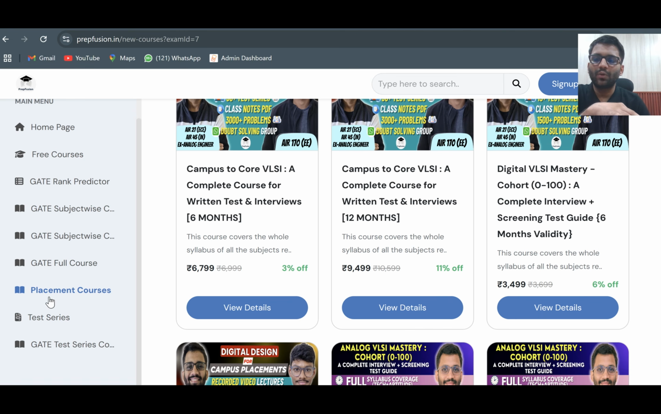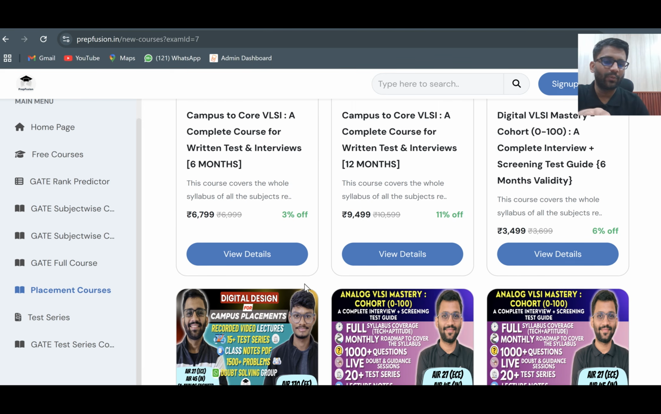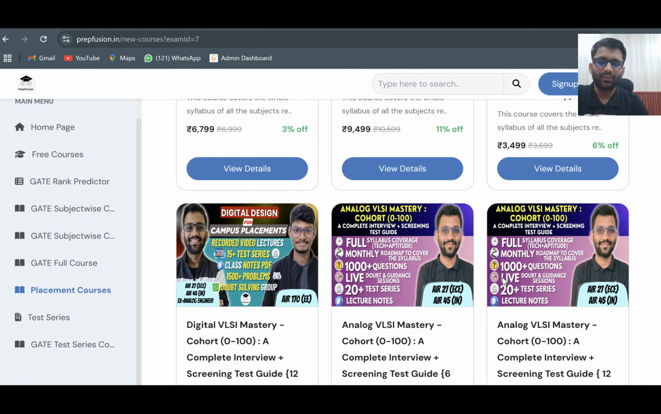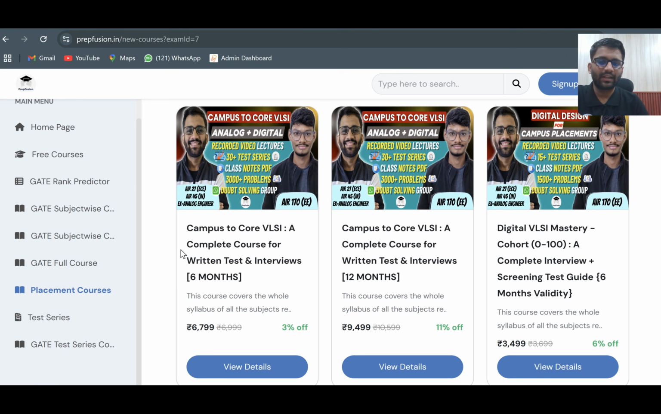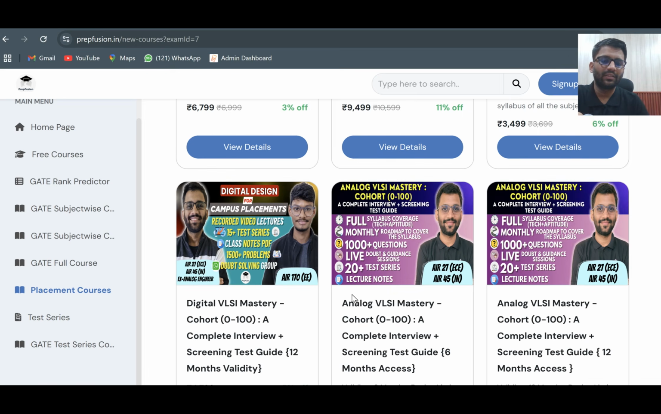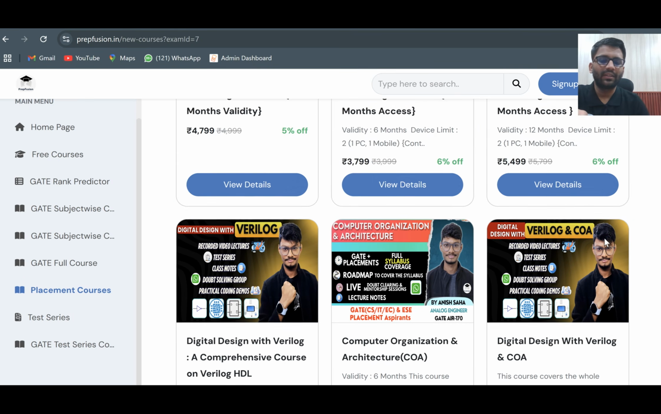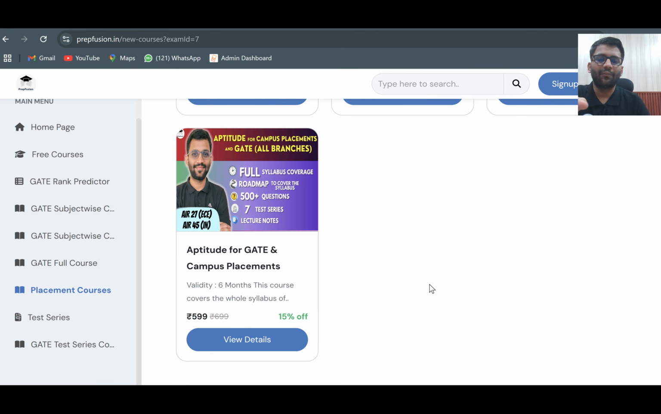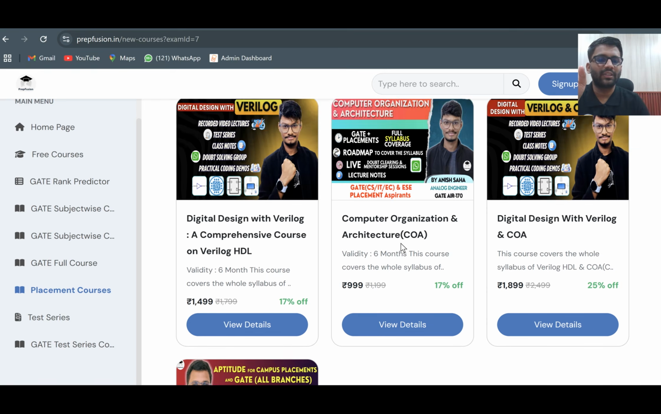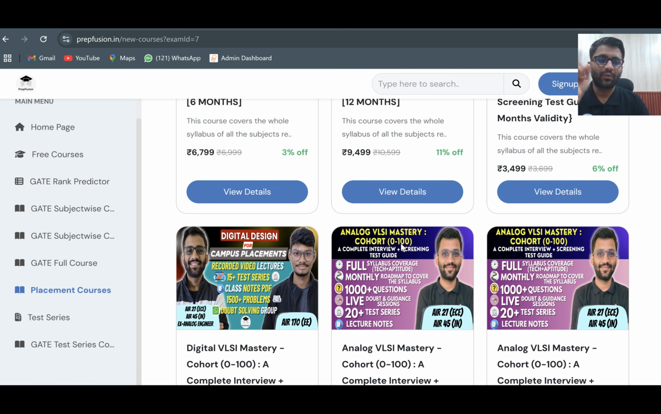If you have logged in, then you will go to this placement course section, and whatever course you want to purchase. This is Digital VLSI Mastery Cohort 0 to 100, this is for 12-month access, this is for 6 months access. These are Campus to Core 6 months and 12 months. This is Analog VLSI 6 months and 12 months, and these are Digital Design with Verilog. This is for COA, and this is COA and Digital Design with Verilog. All these courses are there, and if you want only the aptitude part, that is also available. Whatever course you want to purchase, you can purchase it, but you have to log in or sign up first. If you have already signed up, then you can log in.